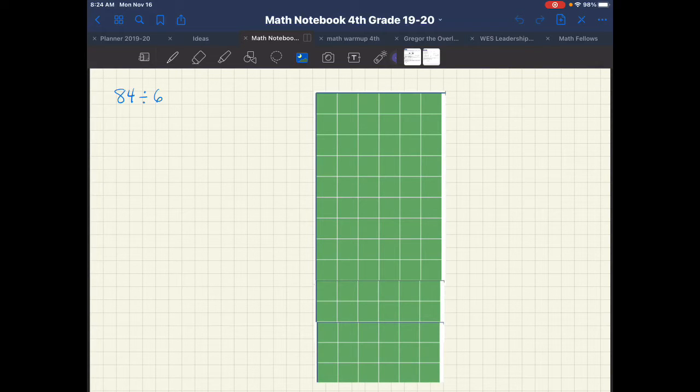Hello, here today we are going to do some division. Your target here is to use multiplication and subtraction to divide.